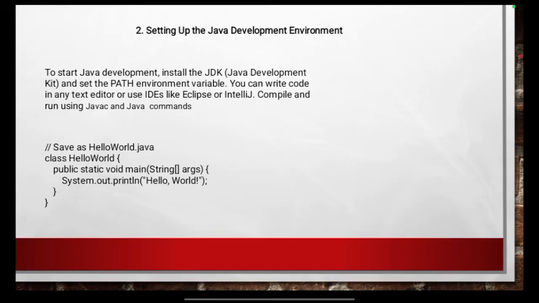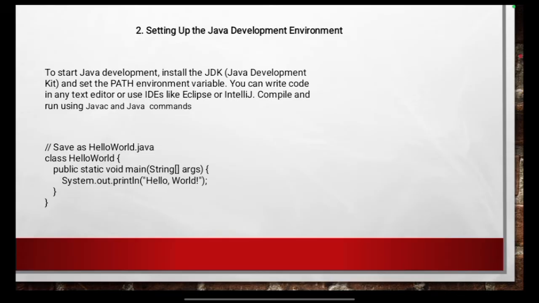Void. The method returns nothing. Main. This is the entry point of every Java program. The Java Virtual Machine, JVM, looks for this method to start execution. String[] args. This is an array of strings that holds any command line arguments passed when running the program.